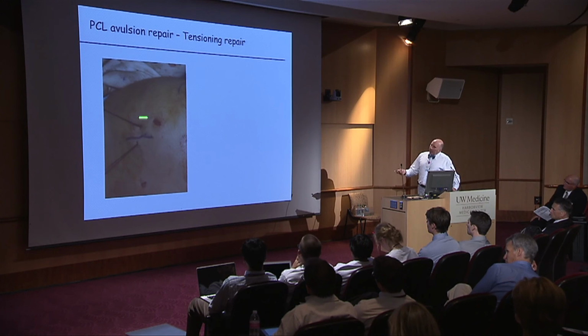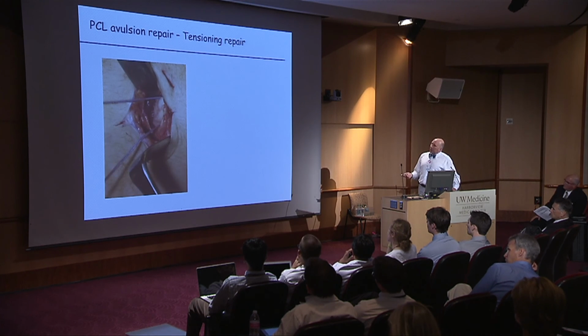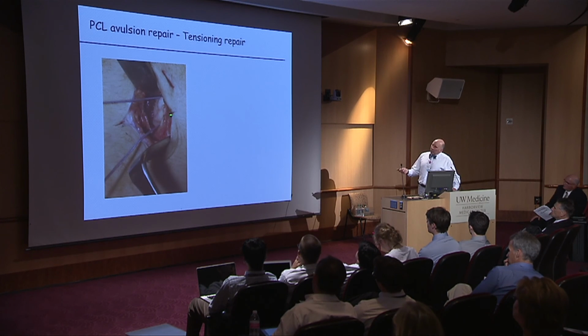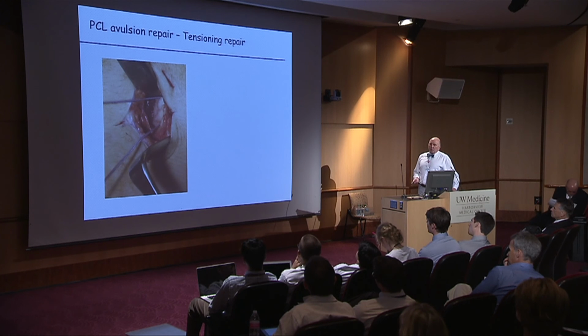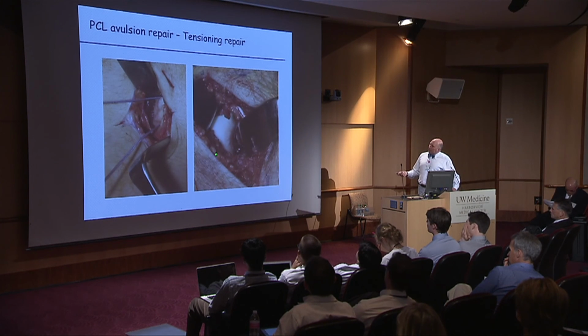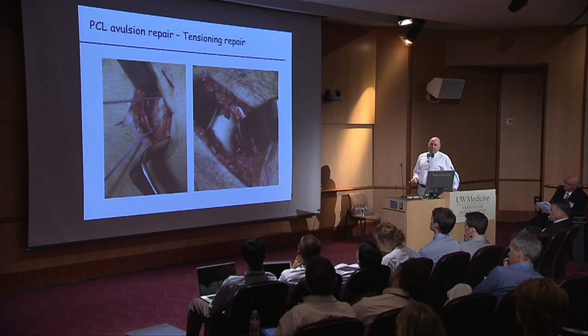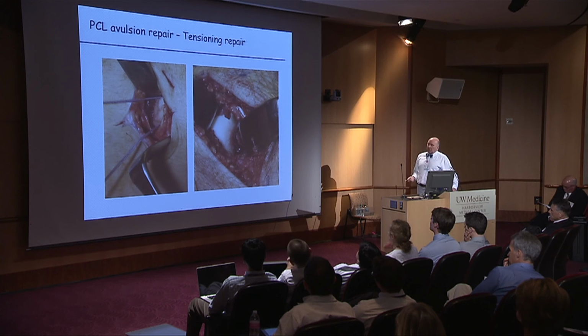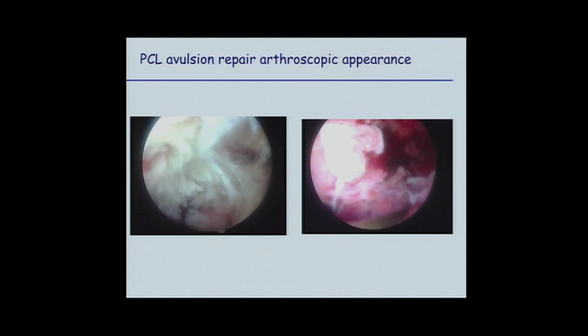So here they are, pulling the posterior cruciate ligament onto the medial side, and you make a small incision just under vastus medialis and tie one suture to the other. And this allows you to pull this posterior cruciate ligament back up to the footprint. So this is the appearance of the posterior cruciate ligament.